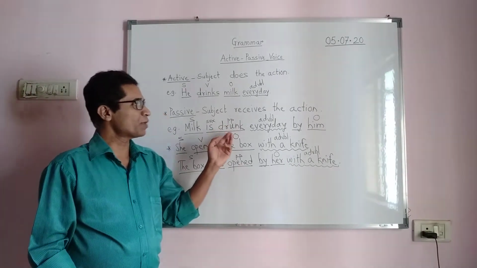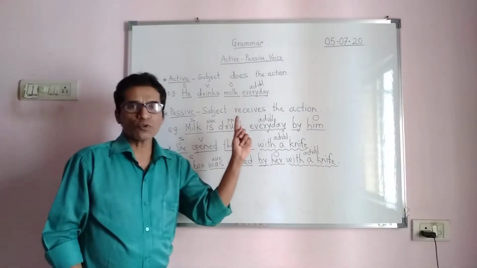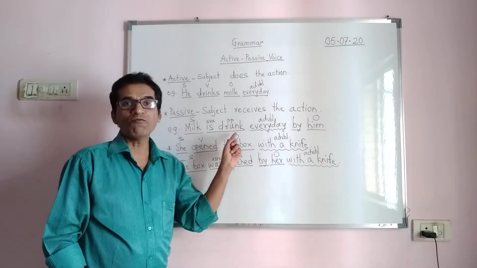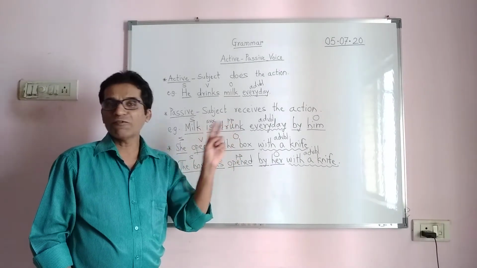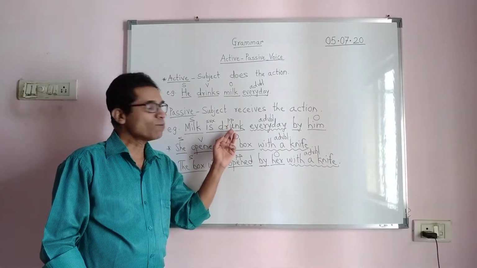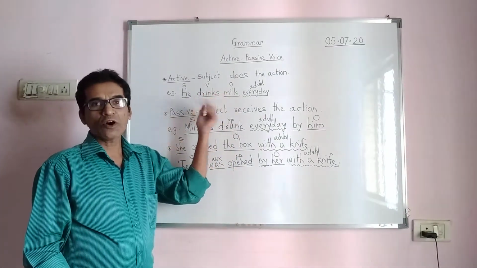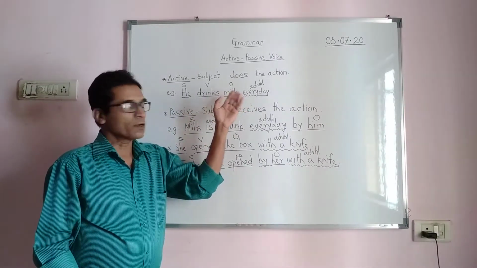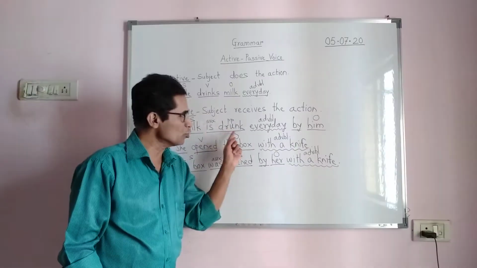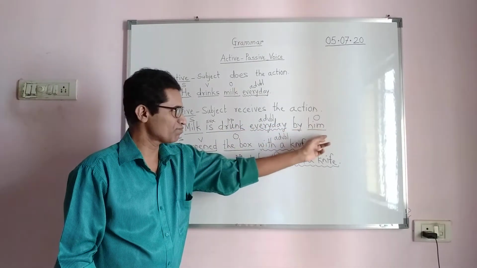Drunk is the past participle. So note this down. In a passive sentence, you will use only the past participle of a verb. That is the third form of a verb. Never the second or the first, but only the third form of a verb. But in active, you can use the first or second or third. In passive, only the third form, the past participle form, is used. So, milk is drunk every day by him.